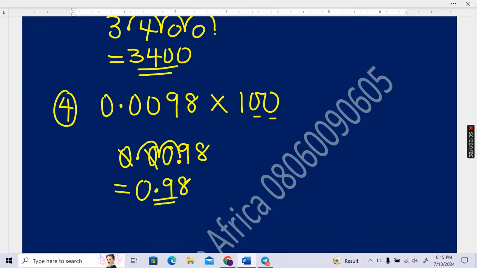I told you the last time that whenever you are dividing by powers of 10, move the decimal point to the left. When multiplying by powers of 10, move your decimal point to the right. And I sang a short song for you so you won't forget. When dividing, move to the left. Multiplying, move to the right. So always move your decimal point to the right when multiplying by powers of 10, and to the left when dividing.